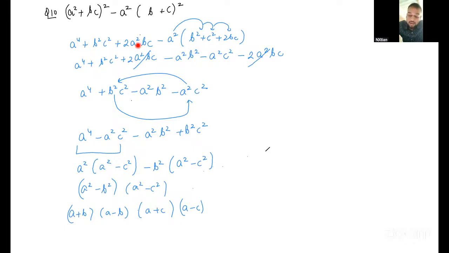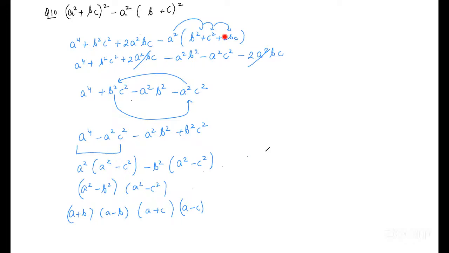Now, sir, same. I open this bracket also, b plus c whole square, as b square plus c square plus 2bc. Why? Because it is in the form of a plus b whole square, so I just wrote down the identity. Understood, Joshua? Sam? Nitya? Yes, sir.